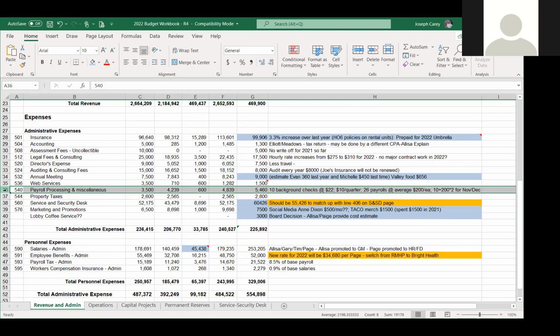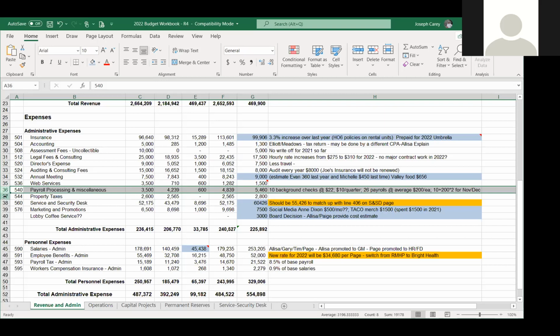Payroll processing and miscellaneous. This is the payroll department in Durango that does our payroll and does all the government deductions, Social Security and tax deductions and all that, and funnels the money to the right places, and the service we use. And why did that go up? Oh, we also include employee background checks in there. Okay, so that's why that went up.